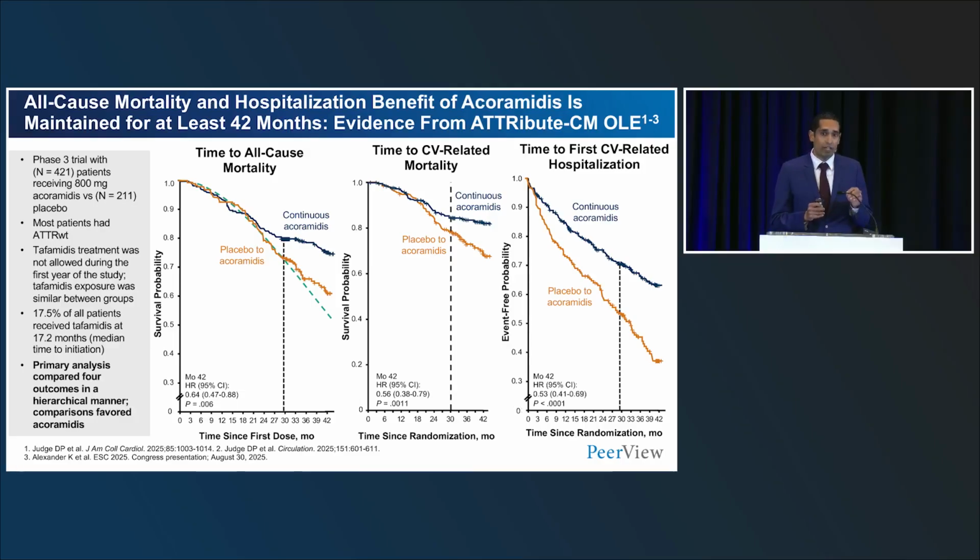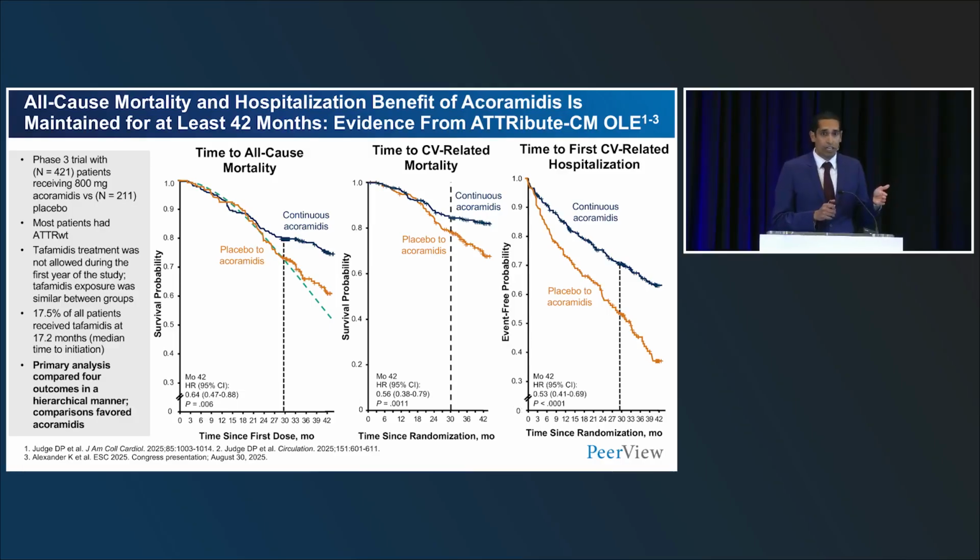Because tafamidis was approved at this point, tafamidis was not allowed in the first year of the study. However, patients could be initiated on tafamidis in either treatment arm after that until it was unblinded. The primary outcome was a hierarchical composite score, but needless to say, it was another win for the field. Looking at all-cause mortality, cardiovascular-related mortality, as well as first cardiovascular-related hospitalization, there was significant benefit in all 3 domains.